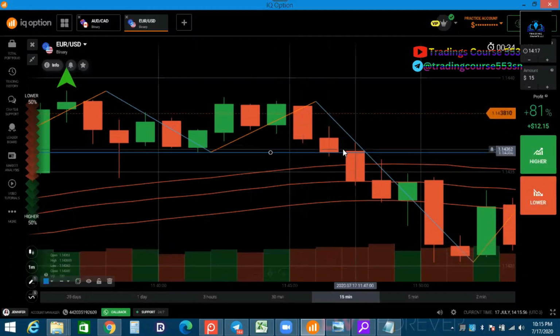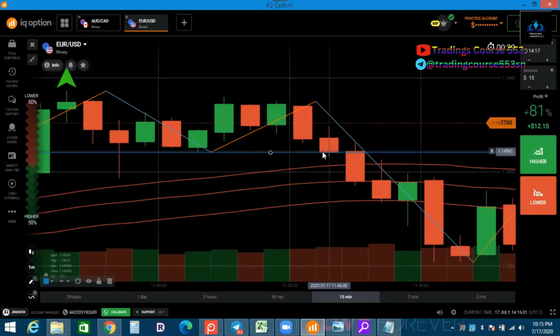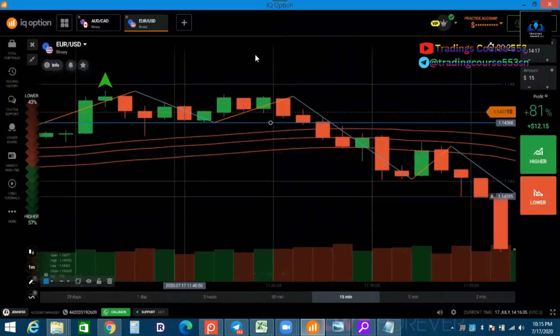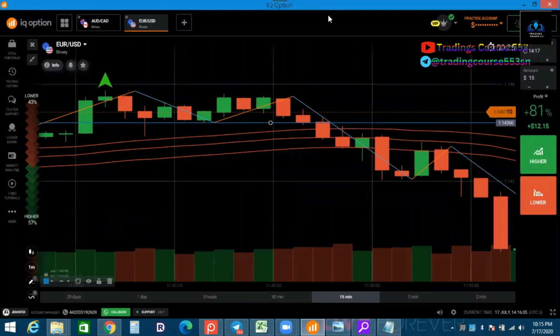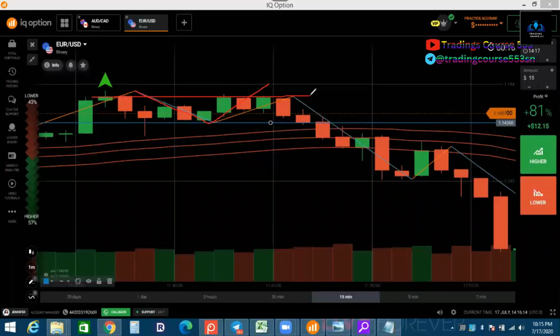Increasing. So there must be a green candle. Yes, it must be a green candle. But why is this a red candle? Because you know that there are 2 to 3 concepts. If buyers have power, then why don't they break this level? They don't break this level. It means buyers are getting weak.